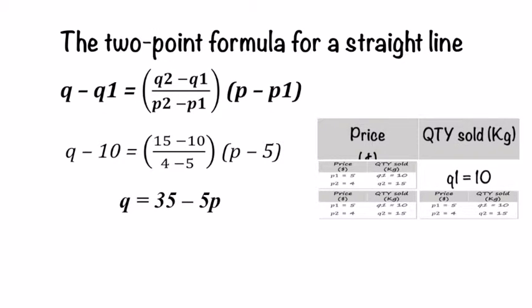With Q and P being the variables, we can work this out to be Q equals 35 minus 5P. This is now our function for the quantity sold and the price we are selling for. With this information, we are able to accurately predict the sales of apples for its price.